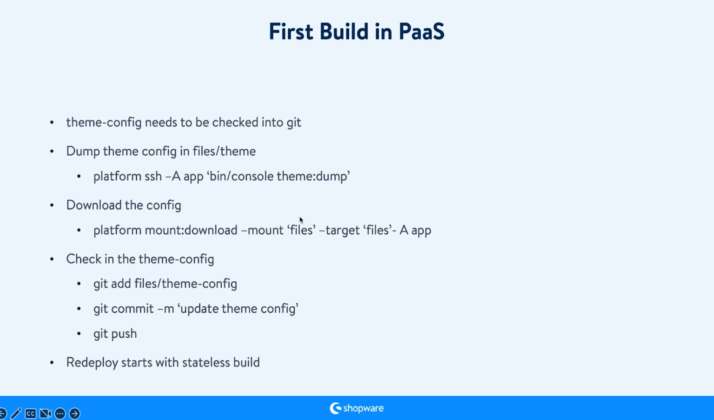So in this case, for the first build, like I said, you need to run it twice. First of all, theme configs need to be checked into Git. We need to dump these configs in file theme. There is the command platform SSH to the app application, and then run bin console theme dump. Then we can download it to our specific files directory, add it, update it, push it, and then redeploy.